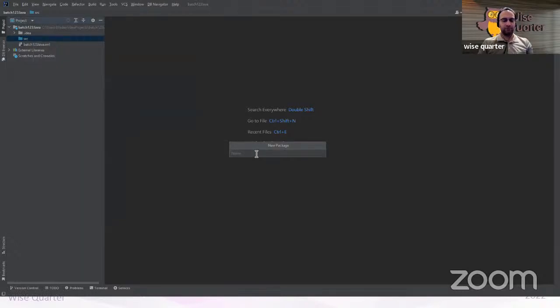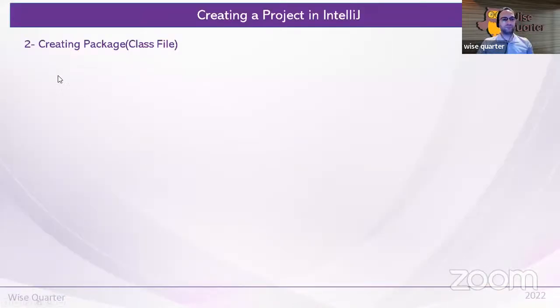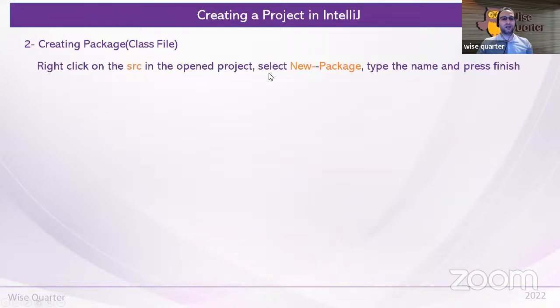And it's asking for a name, okay? This is day 01, entering Java. Yes, our first package is ready. But a package is an empty folder. We are going to put files inside of it. So I need to create a class. Now it says: right-click on src and select new package, type the name, select finish or press enter. It will be ready.